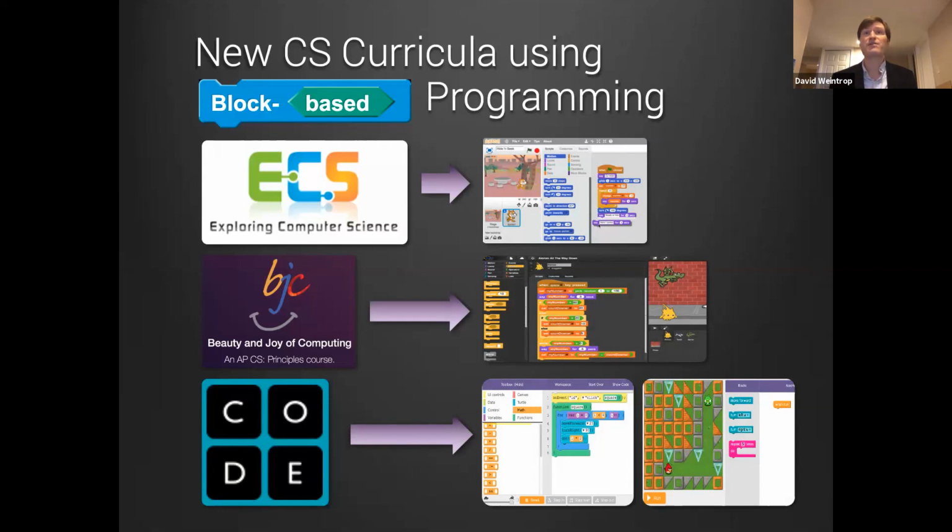And notably, all 3 of them use a different block-based environment. So ECS uses Scratch, Beauty and Joy of Computing uses Snap, and Code.org has its own environment based off the Pencil Code library. And so we see block-based programming, which initially lived largely in informal contexts, like Scratch, moving into more formal contexts and more formal curricula.